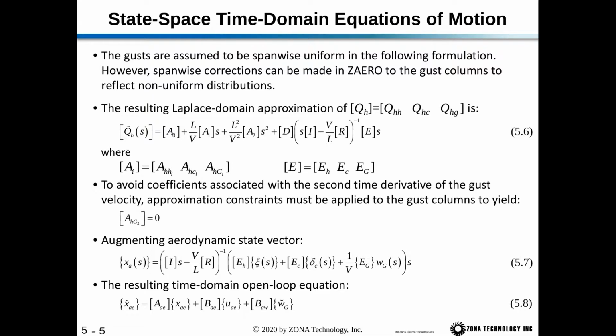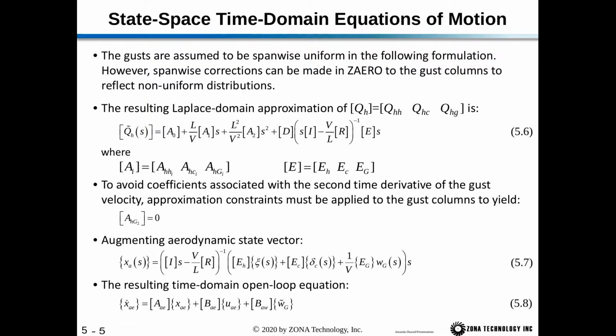So when you do the RFA on the gust columns, we highly recommend to specify constraints on your gust columns such that the AH matrix corresponding to the gust columns are set to 0. ZAERO does not do this automatically. You must specify this in the input.